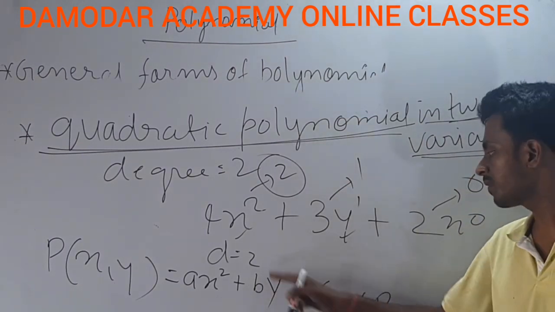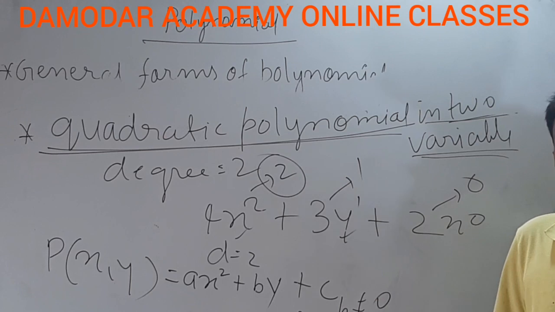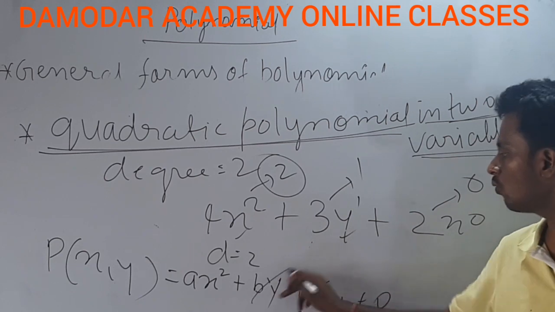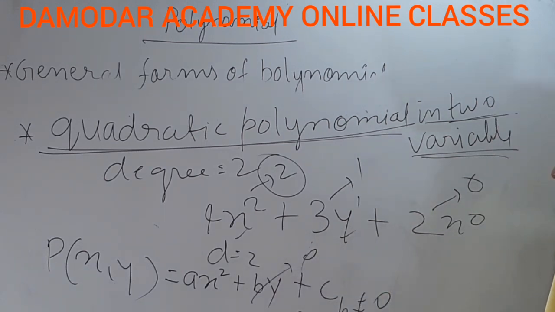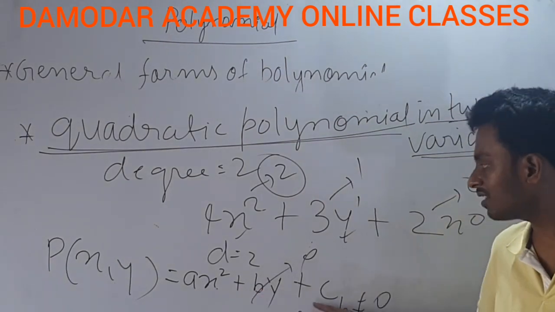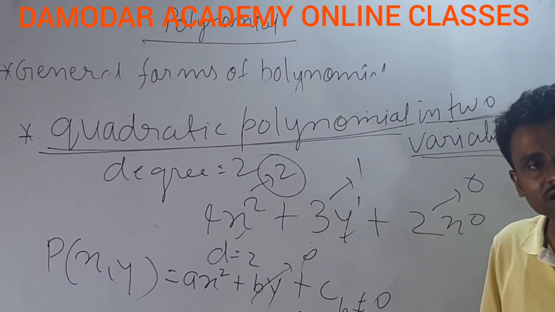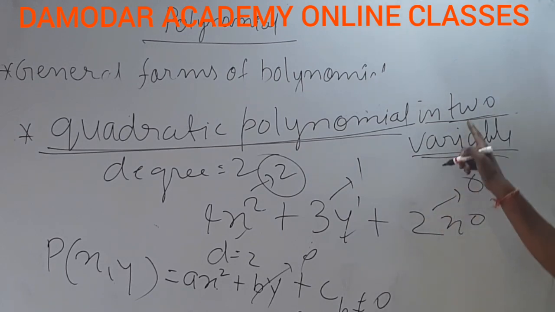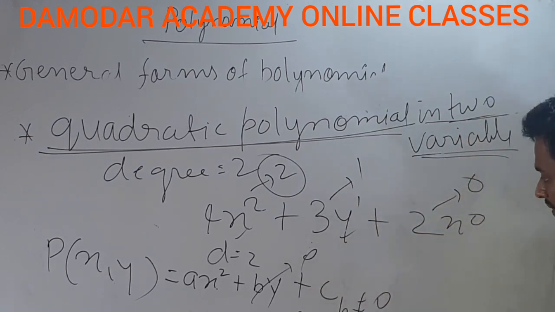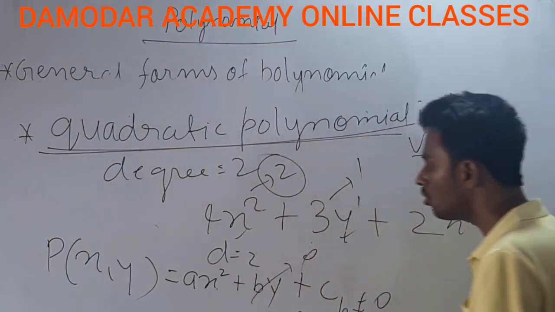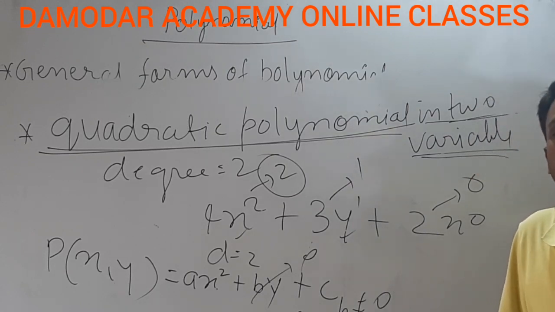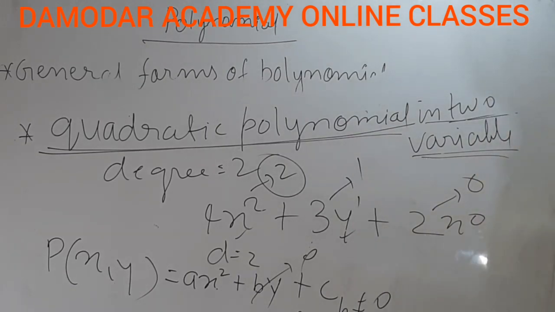Similarly, let's take the case that for this polynomial b is equal to 0. When b is equal to 0, the number of variables is only one, x. Only x remains. That means it is not the case of two variables. So for this case, a cannot be equal to 0 and b cannot be equal to 0, but c can or cannot be equal to 0. C may or may not be equal to 0.